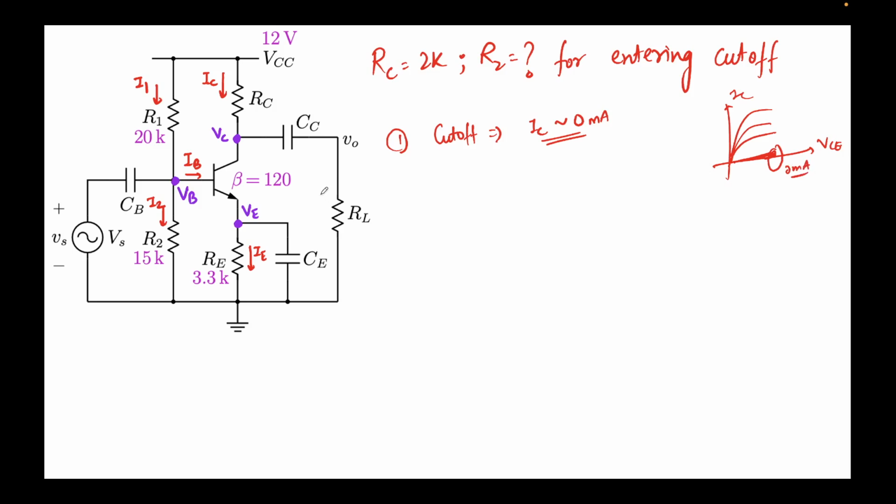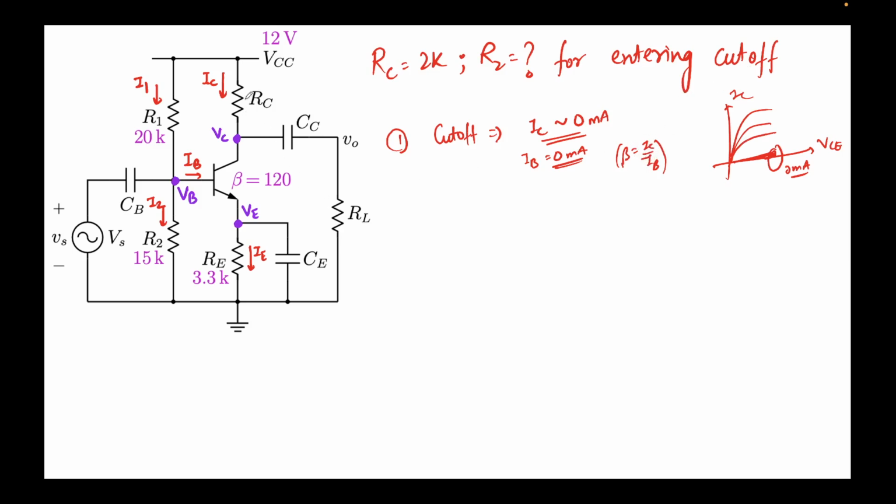So what that would entail is that VE is essentially 0, right? And if no current is flowing over there, then I can also say that IB is also 0, because remember that we are just about to enter the cutoff. So beta equal to IC upon IB holds true when we are in active mode. We are operating in active mode and then entering cutoff, so we are about to enter the cutoff, and this expression will again hold true.